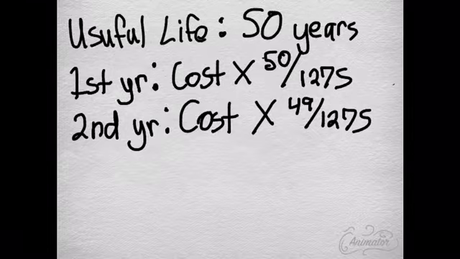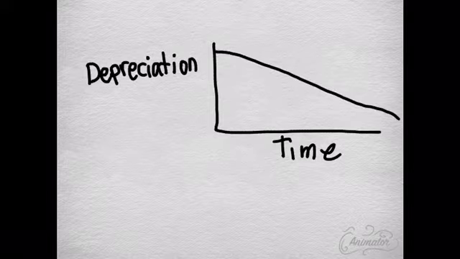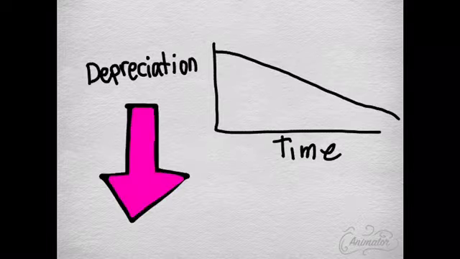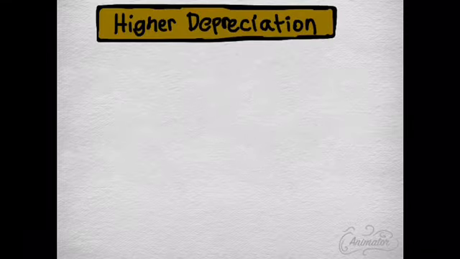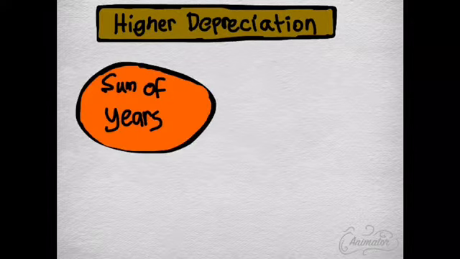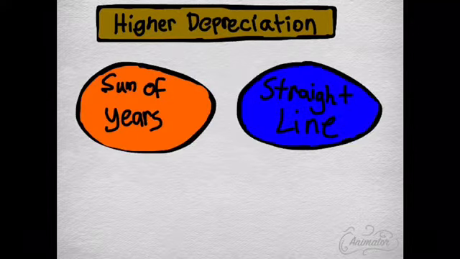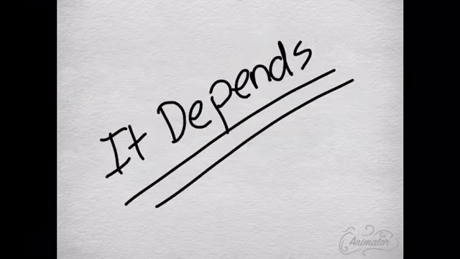Notice that when we're computing depreciation for sum of years, the depreciation tends to get lower as time passes by. That means the carrying amount of the property gets lower, but at a slower pace. So you might be wondering, which has a higher depreciation? Is it the sum of years or the straight line method, which we talked about in the previous video? The answer would be, it depends. It depends on the time actually.